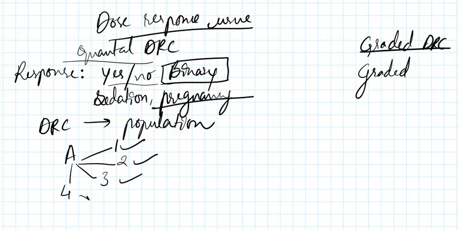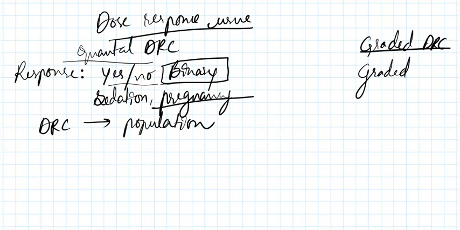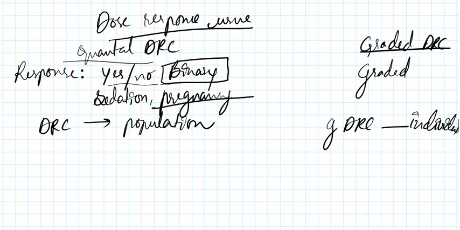So a dose response curve is seen in a population because a single drug is being given to multiple individuals. So a quantal dose response curve is seen in a population, while a graded dose response curve is seen in an individual. It is seen in an individual because it is graded.